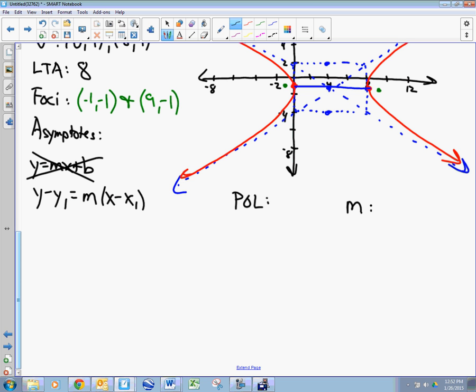What is the point that both of the asymptotes pass through? The center, correct? 4, negative 1, which is the center. So our point is just the center. Then the slope. Slope of the box. What is the rise of the box? What is the run of the box? How much did we rise? 3. How much did we run? 4. 3 over 4, correct? One's positive, one's negative.